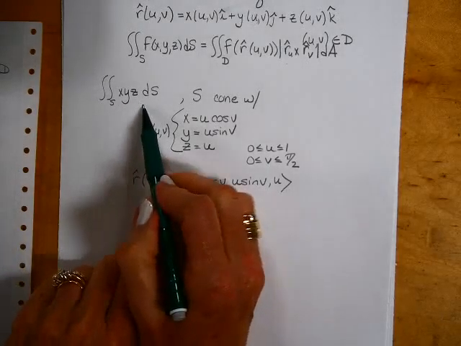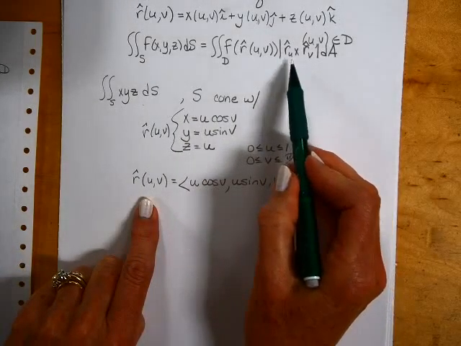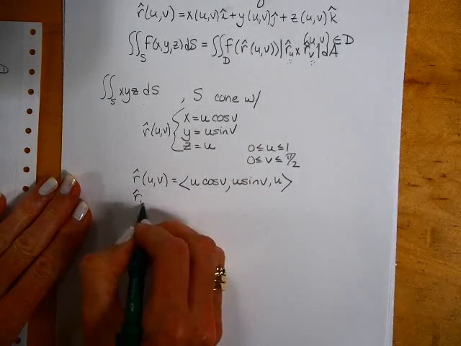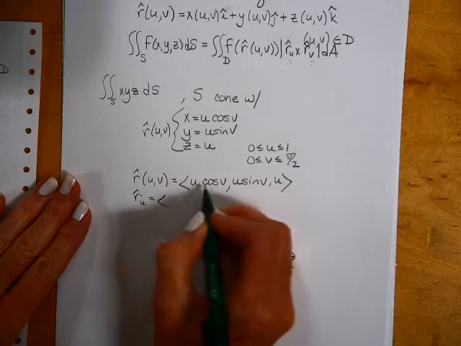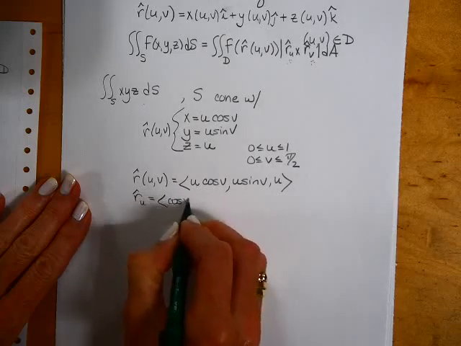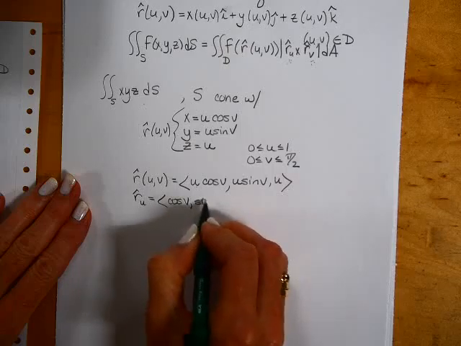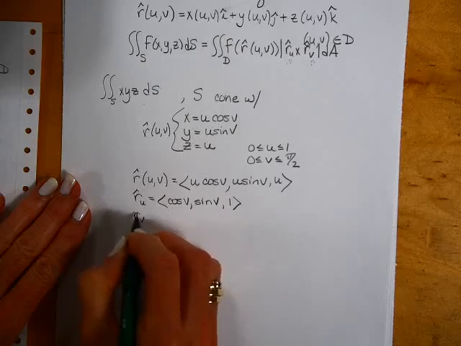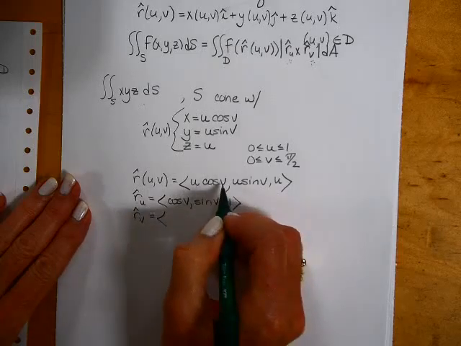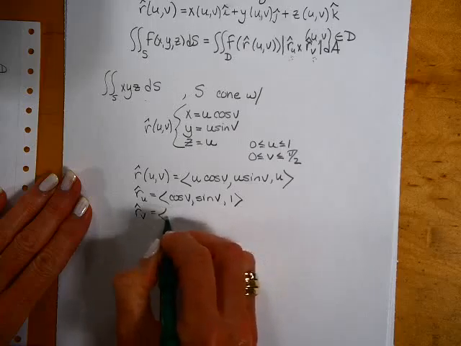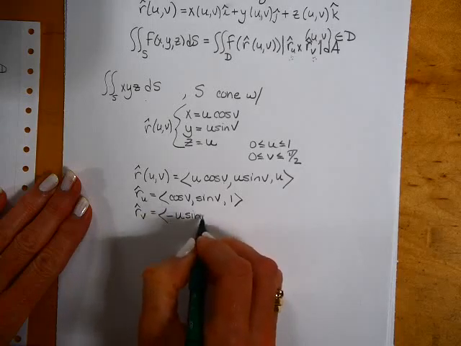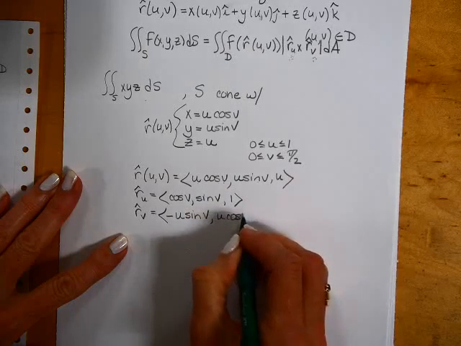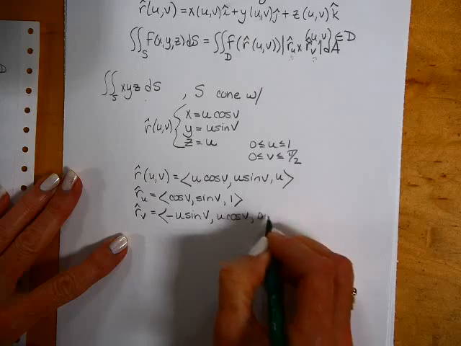So if you're going to do the surface integral of this, you need to take the derivatives. You need R with respect to u. The derivative with respect to u is going to be cosine of v, sine of v, and 1. You need R with respect to v. The derivative of cosine is negative sine of v, the derivative of sine is the cosine, and the derivative of u is 0.